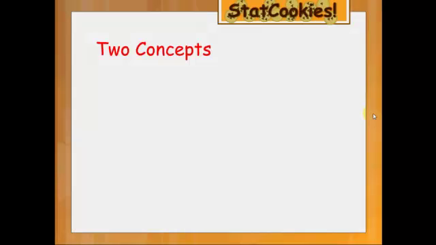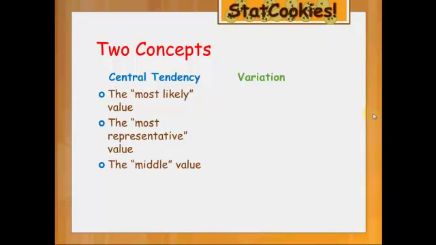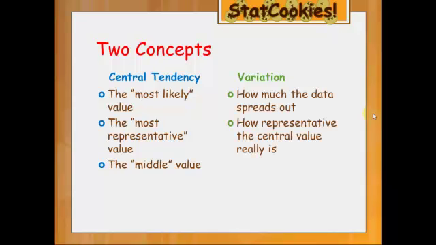We're going to cover two concepts in this video, central tendency and variation. These are two concepts at the basis of all of the statistics that we will cover in this course. The central tendency represents the most likely value from a set of values, or the most representative value, or sometimes called the middle value, whereas variation represents how much the data spreads out and how representative the central value really is.